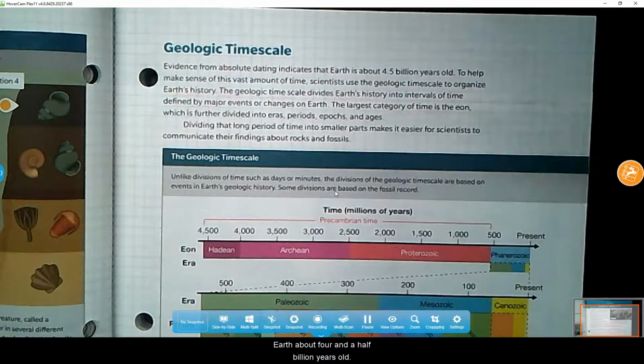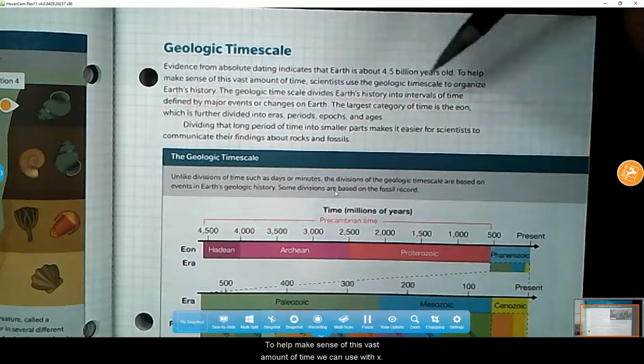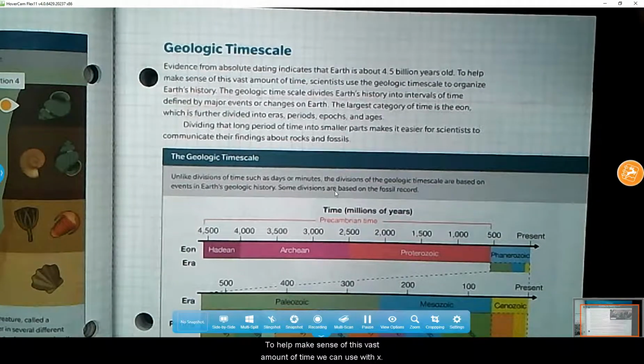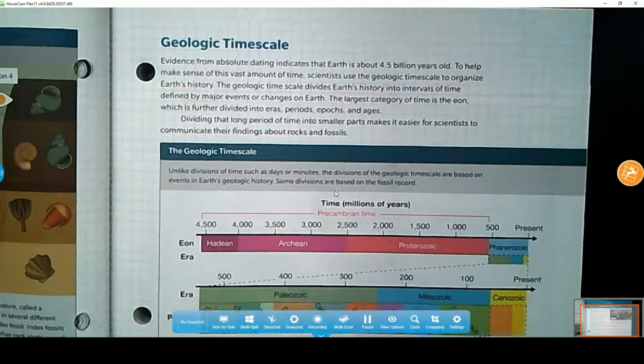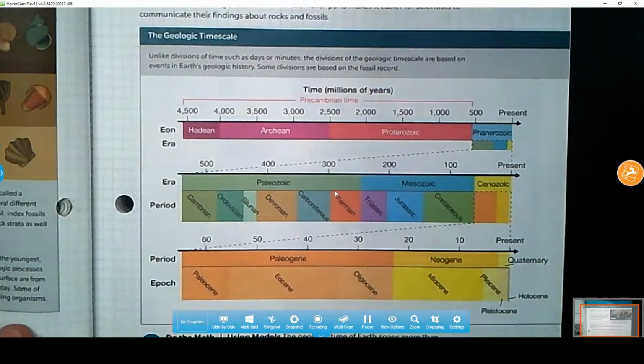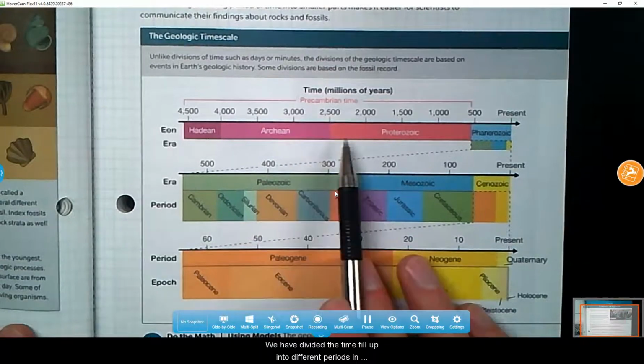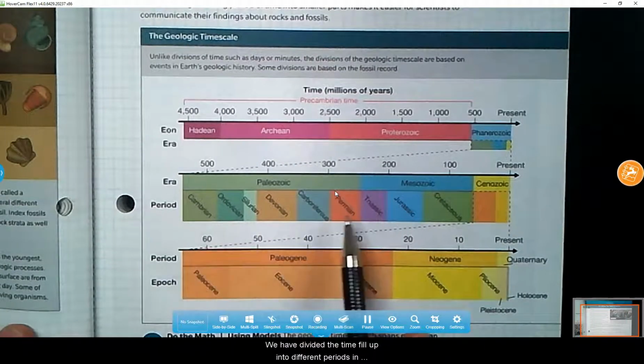We believe that the Earth is about 4.5 billion years old, and to help make sense of this vast amount of time, we can use what's called a time scale. And sometimes you do this in social studies as well. You'll make a time scale in social studies over a certain period in history. Okay, so we can divide the time scale up into different periods and different eras.